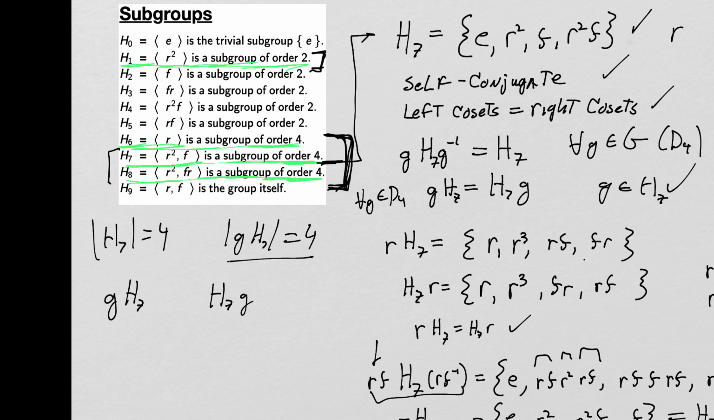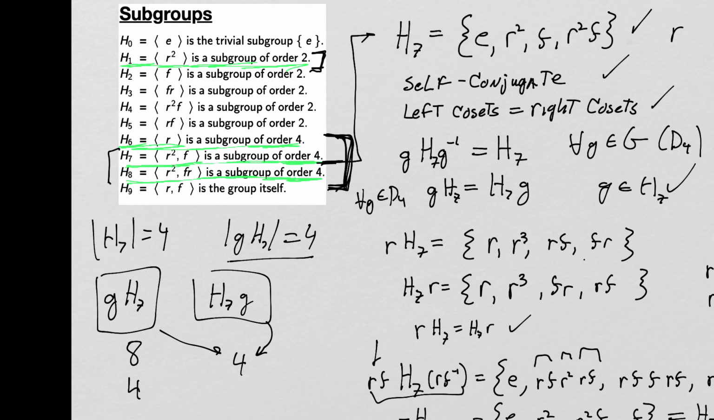That's kind of obvious. But what's interesting is if the group has order 8, and H7 itself has taken up 4 of those elements, there's only 4 elements left. So that means the left coset and the right coset both are dealing with the same 4 remaining elements, so they always have to be the same. And that's an important observation: any subgroup whose order is half the size of the order of the group is going to be normal, right?